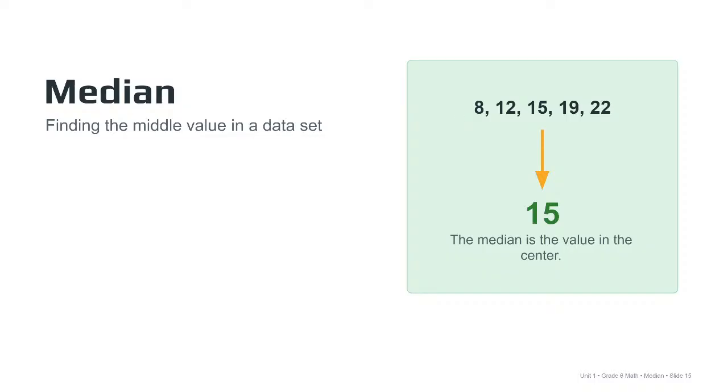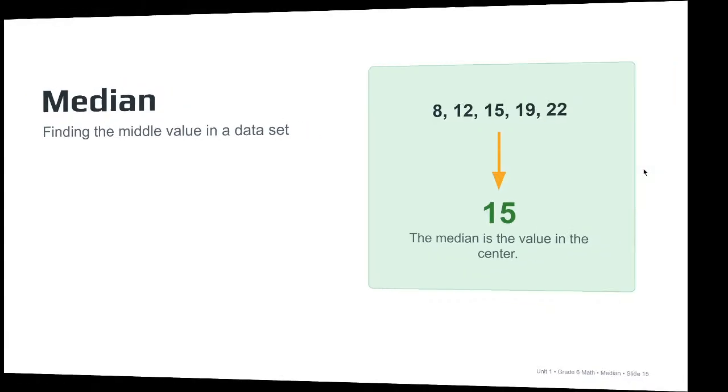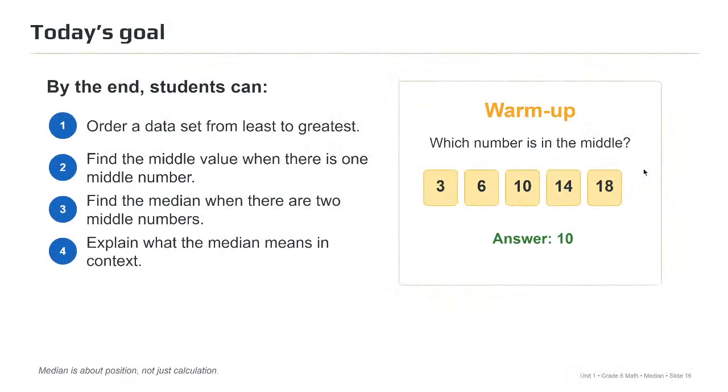Median: finding the middle value in a data set. In this one, it's 8, 12, 15, 19, and 22. The median is the value in the center, which in this one is 15. So we'll go to the next one.